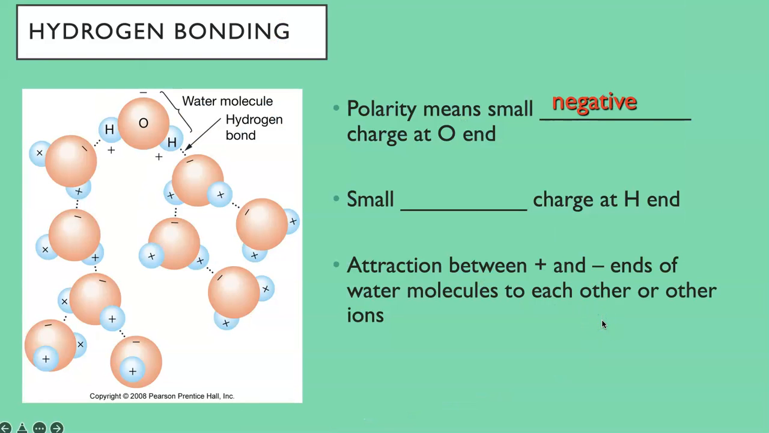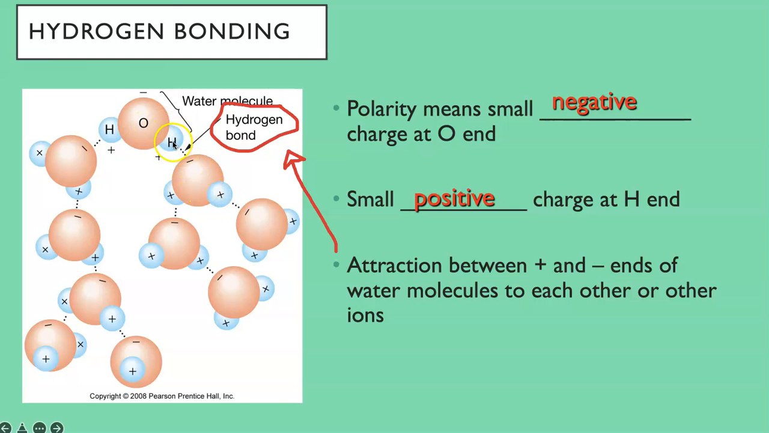So this polarity, this dipole polarity, means we have a little negative charge at the oxygen end and a little positive charge at the hydrogen ends, and then negatives and positives attract each other, and so we actually have what's called a hydrogen bond between different water molecules.